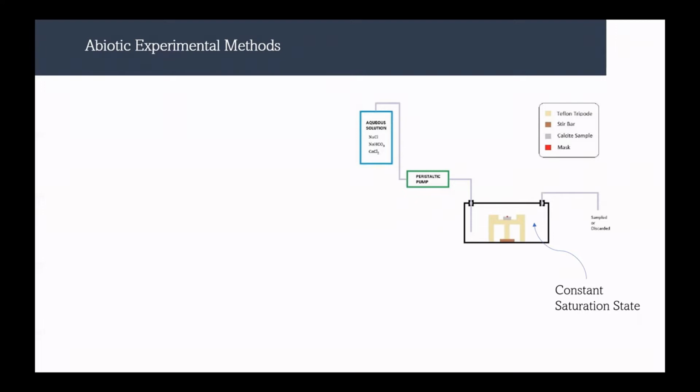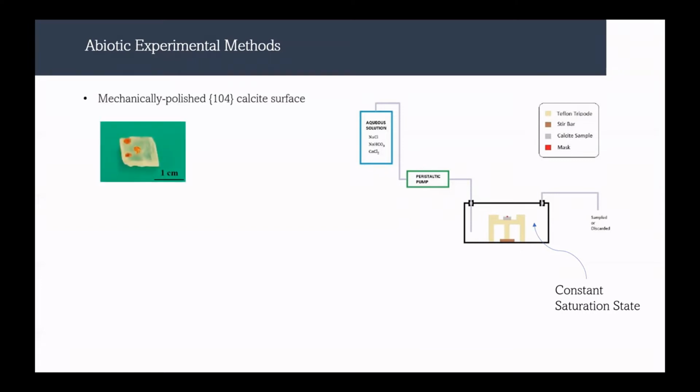And then we continuously stir the solution inside the reactor in order to have as homogeneous as possible conditions inside the reactor. We are working with calcite, with natural calcite. So we started from a big natural calcite chunk. We cleaved it, and then we polished one surface in order to get rid of the cleavage steps, the steps that we have from cleavage, and also to have initial surfaces that are as comparable as possible among different experiments.